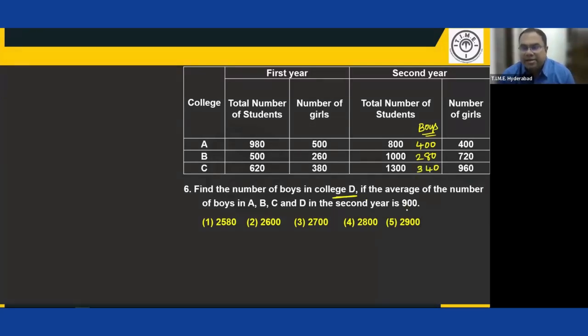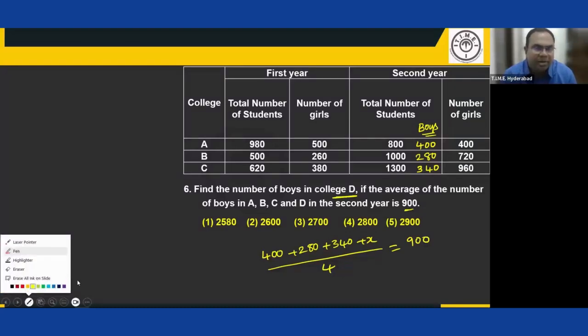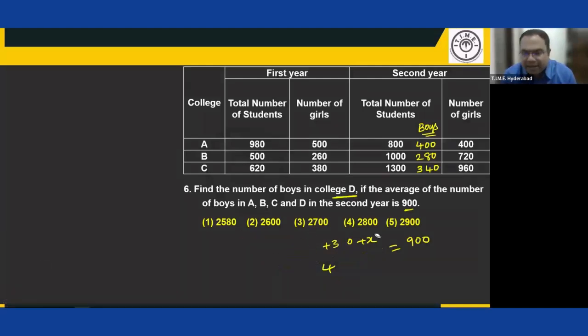Now friends, average number of students is 900. Instead of calculating, generally how do we do? We have 400 plus 280 plus 340, D I don't know, plus X divided by 4 schools. This you can always do. It's always there, 900. Subtract that, you'll get the answer. I'm not against this. You can do that. There's no problem in that. But instead of this, just here, average is 900, right?